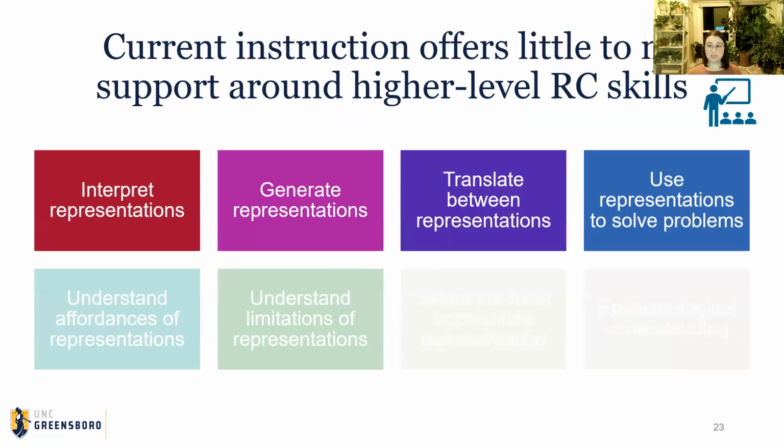Overall, we can see that there are some consistent findings from our textbook and faculty studies. Both textbooks and faculty provide some supports for interpreting, generating, translating, and using representations. There is very limited support for understanding affordances and limitations of representations. And we found no evidence for some of the other RC skills.